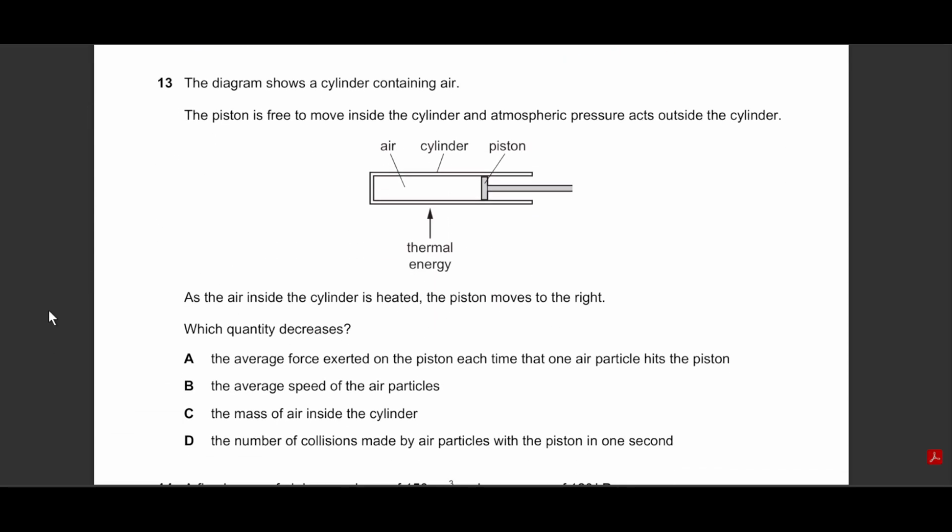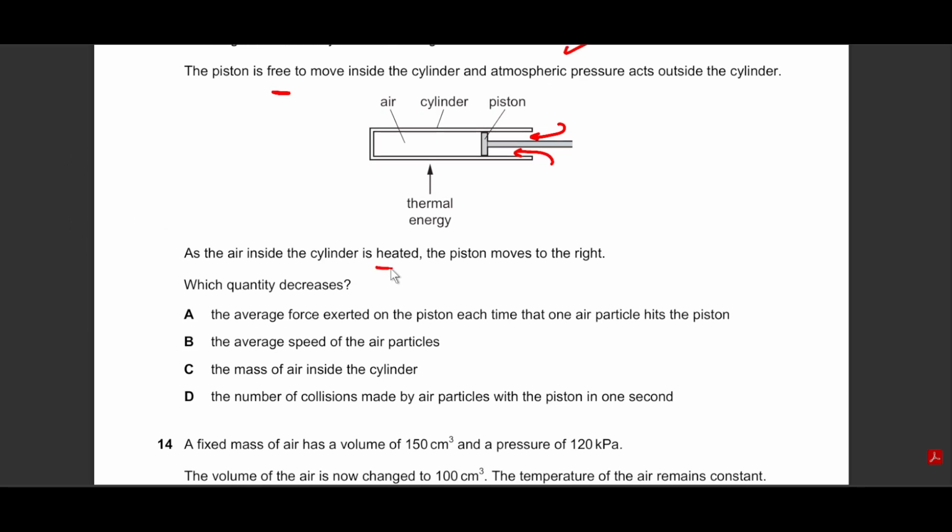Question number 13. This has proven to be again a confusing question for students. I get this question a lot. It's not that difficult. It's not that big of a deal. You see, the piston is free to move, which means that there are no friction elements in this. And atmospheric pressure means that on the outside, the piston is exposed to the atmospheric pressure.